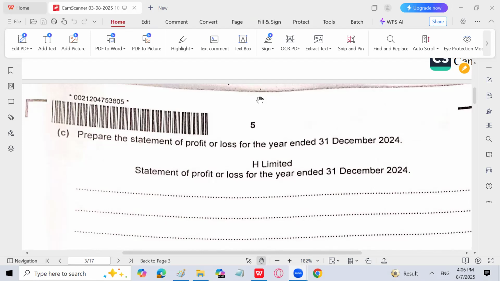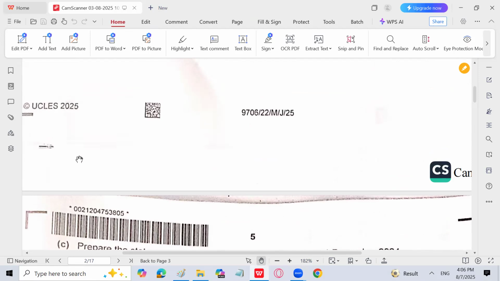Today I'm going to solve the paper of May-June 2025, variant 22, 9706, which is going to be released on 12th of August. And obviously today is not 12th of August. Today is 8th August. So I got the paper.